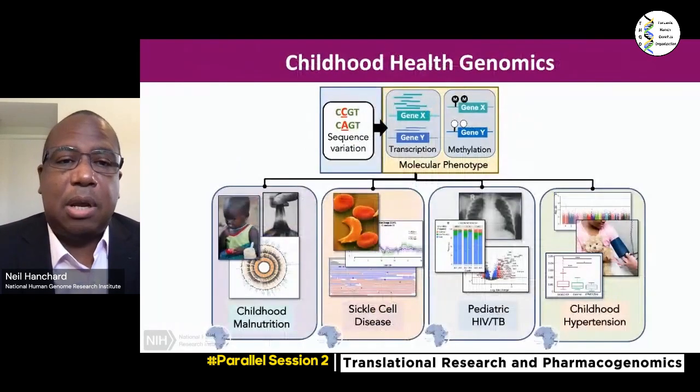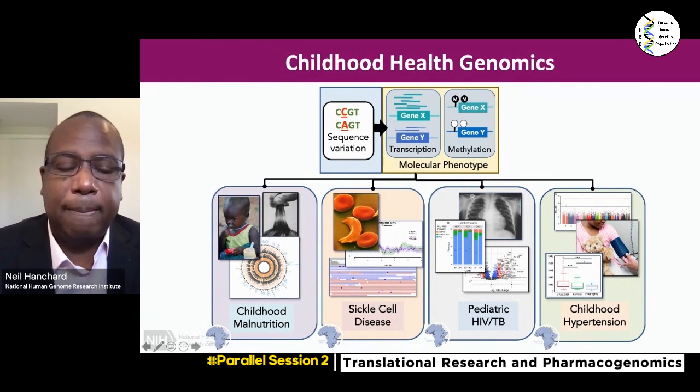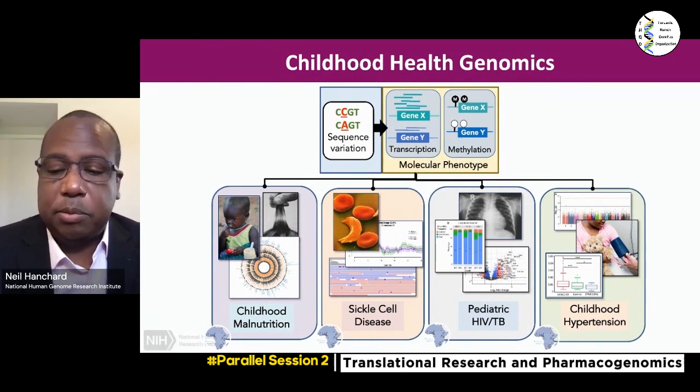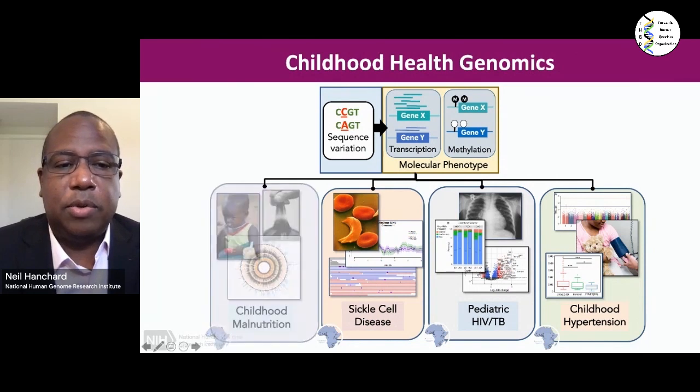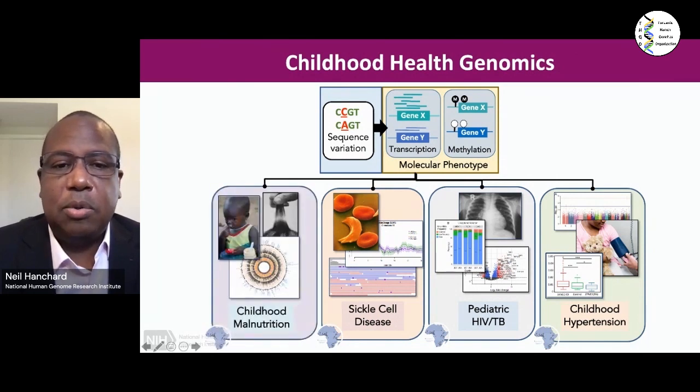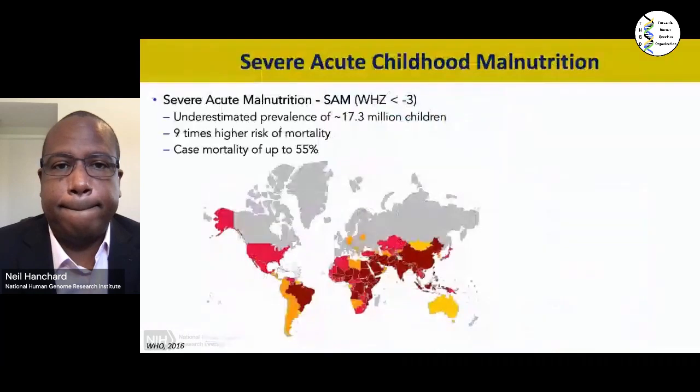So we're doing this on a number of different fronts. You can see the diseases that we're interested in here, and all of these have a very heightened prevalence in populations of African ancestry, which makes this more prescient. So what I thought I would do today is to talk you through some of the work we've done on childhood malnutrition using this kind of genomics approach.